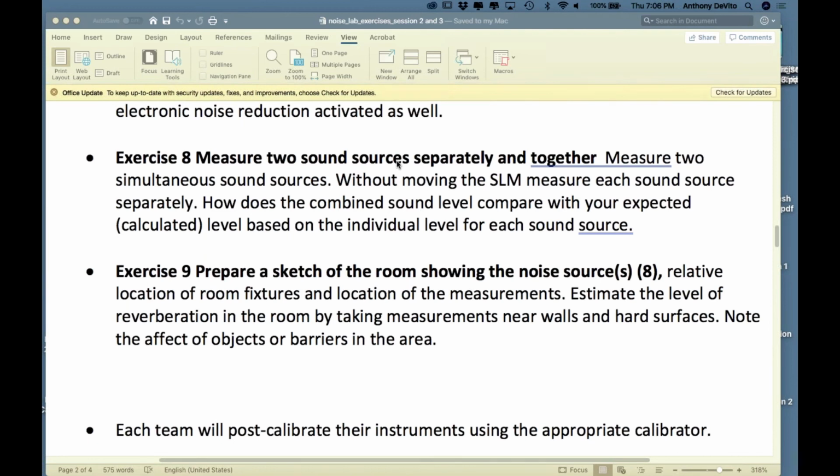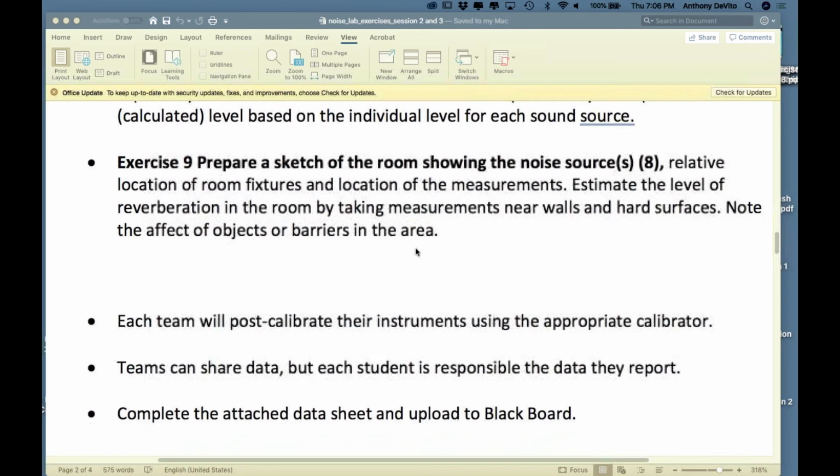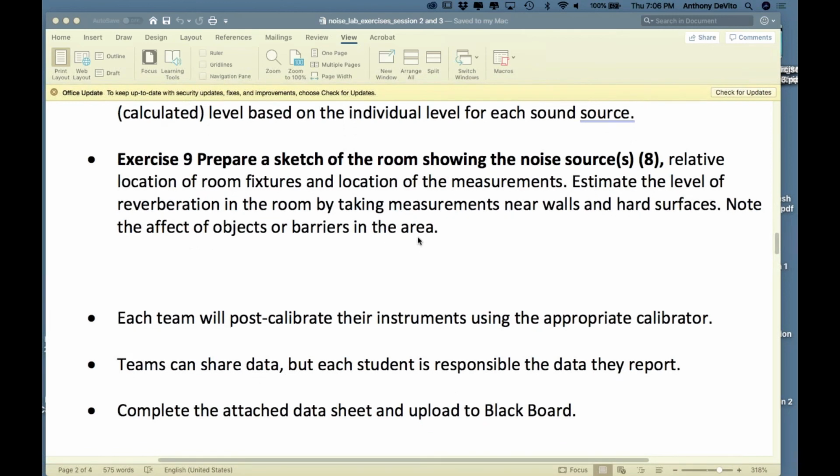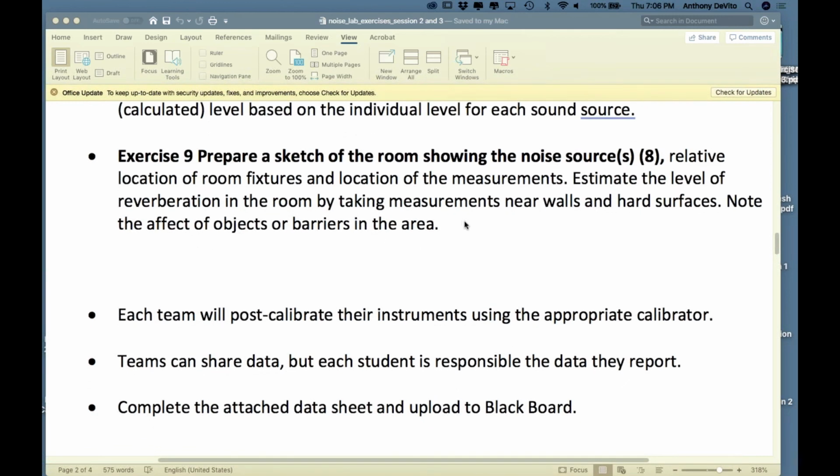And then finally, number 9 is prepare a sketch of the room showing the noise sources. I went by a slide there very quickly. That might really be better waiting for next week, but we'll see. The idea is let's say we have a noise source over here, and we have another noise source in the middle of the table. We're simulating a grinding machine here, a milling machine over there. And we want to see how close a worker has to be to these devices, or what the sound exposure is in the room, depending on where he's standing.